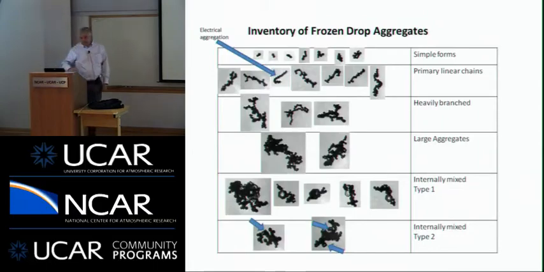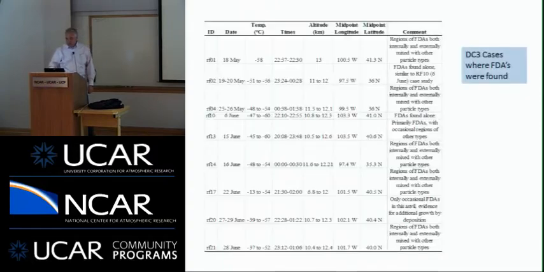So we went through and looked at the cases from DC3, and I'm not going to spend a lot of time on this table, but each of these cases had frozen drop aggregates in various proportions. Some of them, such as this one, were found alone, similar to the 6th of June. Other ones were found with other particle types. So you'd have a region with depositionally grown crystals, many of which had aggregated. You'd have some frozen drops and so forth in different proportions. But these frozen drop aggregates were found in many of the cases there.